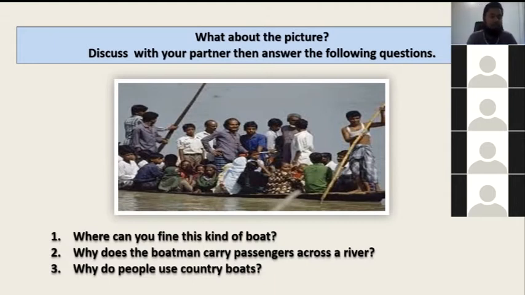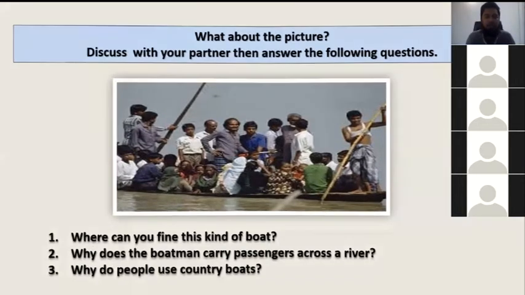Right. Okay. Number three. Why do people use country boats? Because there are different classes of people. Some of them are teachers, some of them are farmers. They need to go outside for their work. For that, they use country boats. Okay, thank you very much. But why do people use country boats? Because there are not enough roads and highways. That's why they need to use country boats, because the land is watery, low land areas, right? In Bangladesh. Okay, so let's go to the next slide.